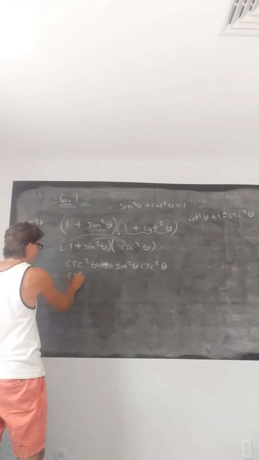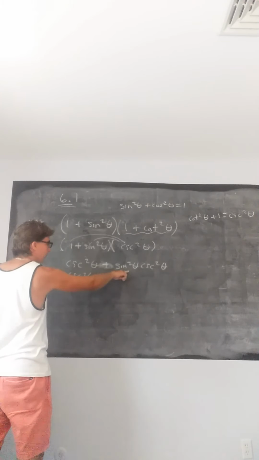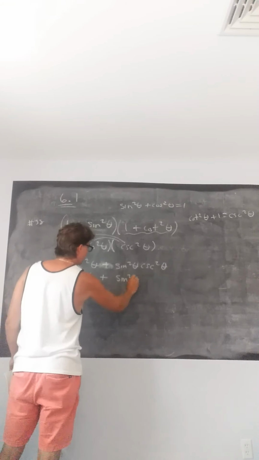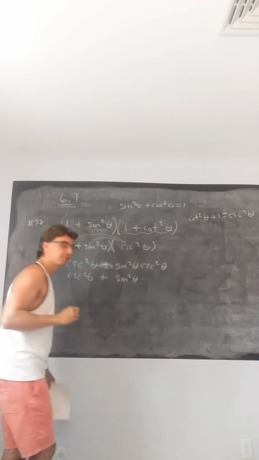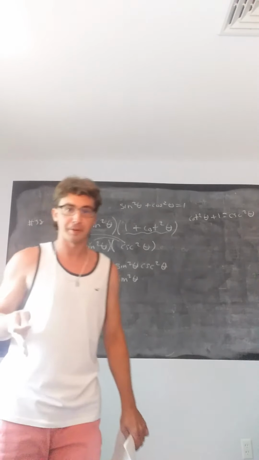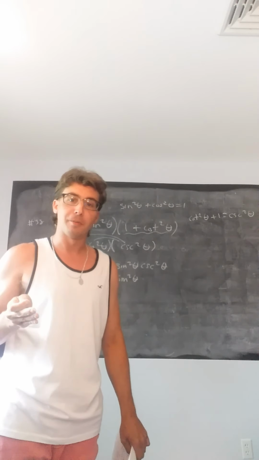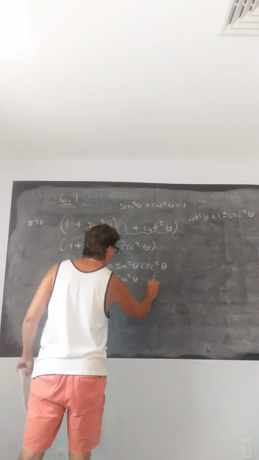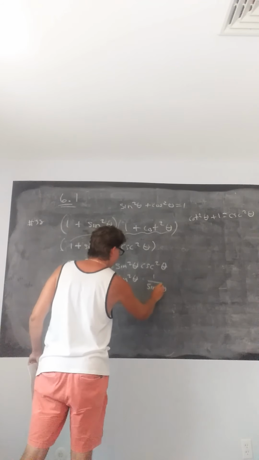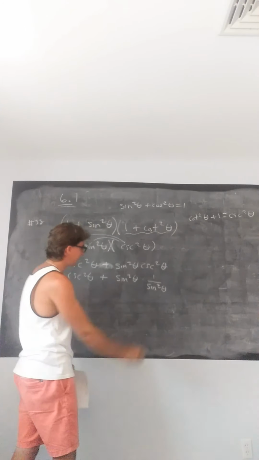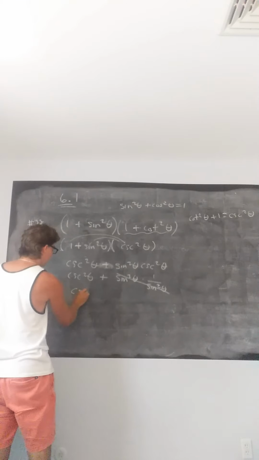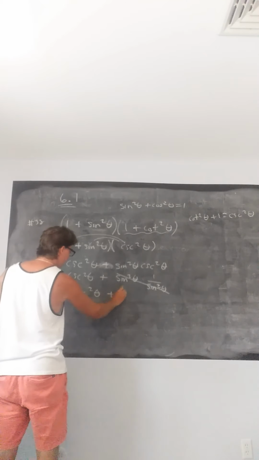Now, let's see what happens here with the sine squared cosecant squared. How can you rewrite cosecant squared in terms of sine squared? Well, by now you should know about your reciprocal property. So I'm going to write this as times 1 over sine squared theta. And you see why we did that? Because what happens is these guys will cancel out, and all you're left with is cosecant squared theta plus 1.